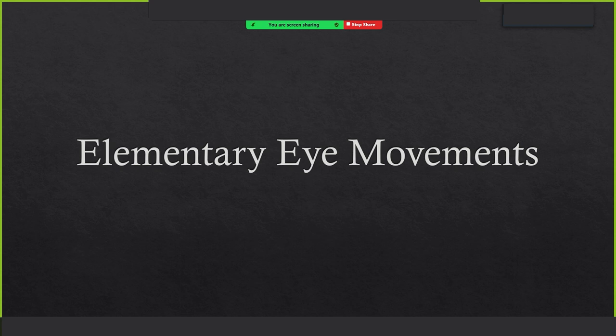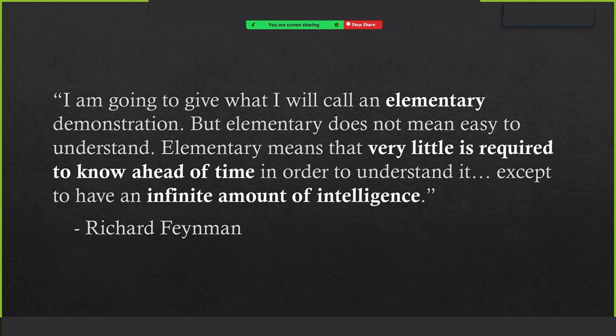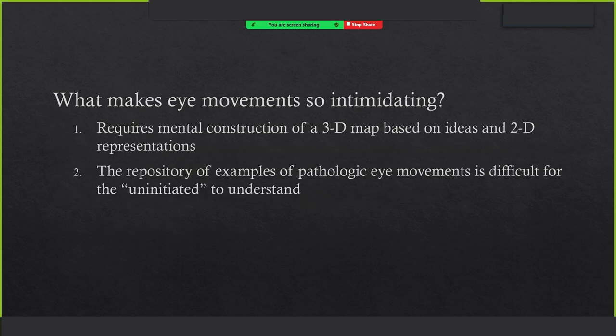Today we'll be talking about eye movements. Elementary eye movements at that. So easy, you say. Not so fast. This is a tribute to the late, great Richard Feynman. When he would give elementary lectures, he would mean that it's not easy. It's just very little is required ahead of time in order to understand it, except, of course, for an infinite amount of intelligence. So I promise you won't need an infinite amount of intelligence today, just a lot. But, you know, let's get started.